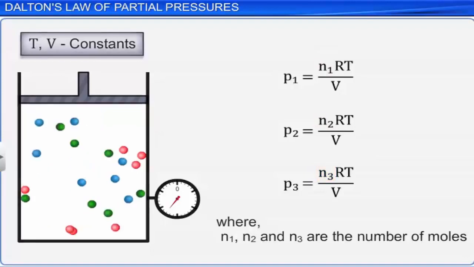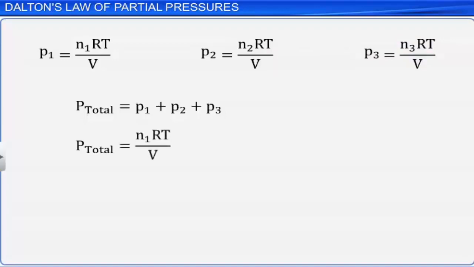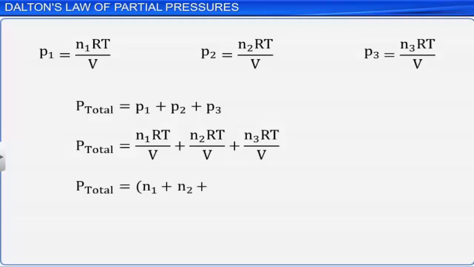According to Dalton's law of partial pressures, the total pressure exerted by the mixture of gases, P total, is equal to P1 plus P2 plus P3. On substituting the values of P1, P2 and P3, we get P total equals N1RT divided by V plus N2RT divided by V plus N3RT divided by V. On simplifying, we get P total is equal to N1 plus N2 plus N3 multiplied by RT divided by V.